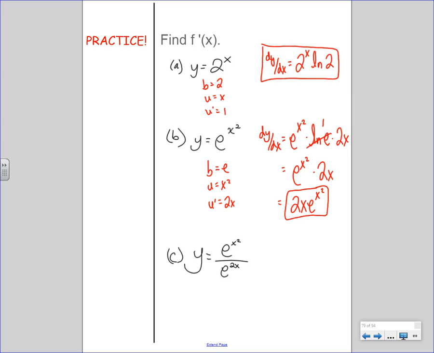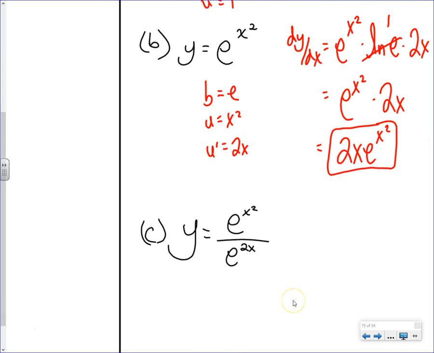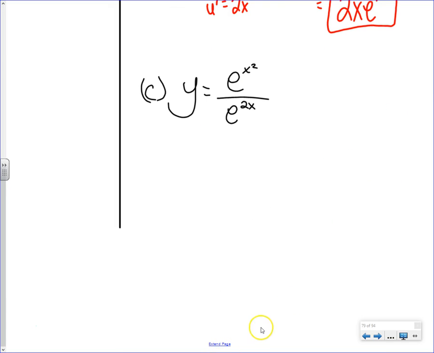So letter C. We could do quotient. Does anybody have any other ideas? Make it a negative power.